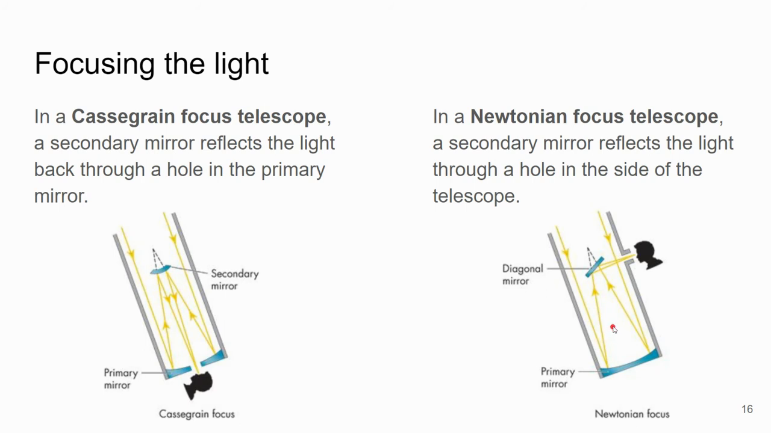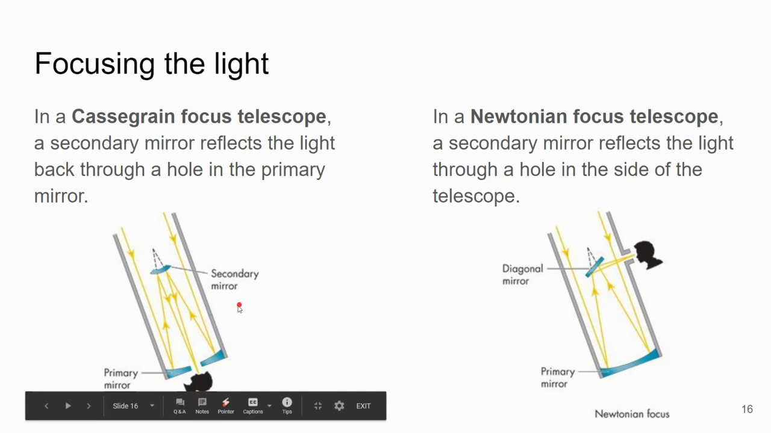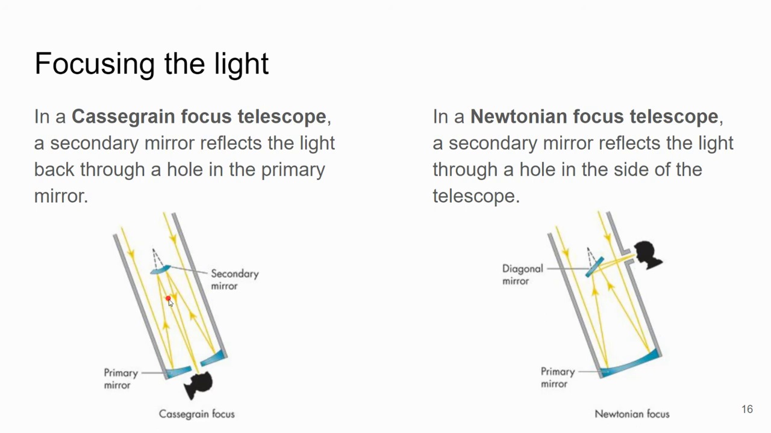Now, the really serious ones they have at observatories are going to be some variation of this Cassegrain focus one. So they won't be Newtonian. They'll be Cassegrain or some variation of this.